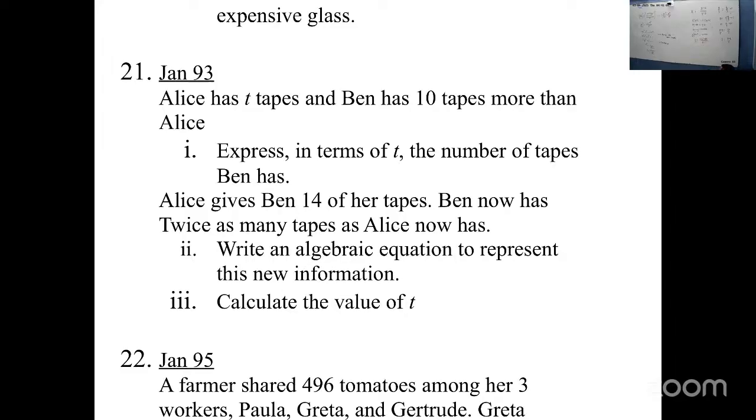Go ahead. So there's a worded problem now. You have to read. Alice has T tapes, Ben has 10 tapes more than Alice. Figure out parts 1, 2, and 3. So you have to create 2 equations, or technically 1 equation, and then solve. Message what you think T is.